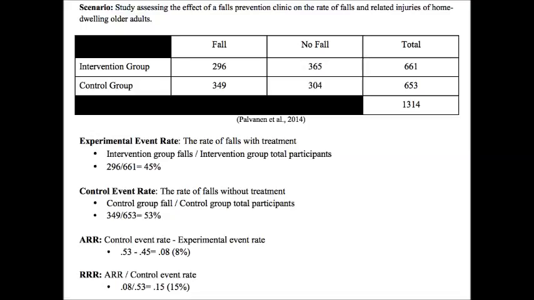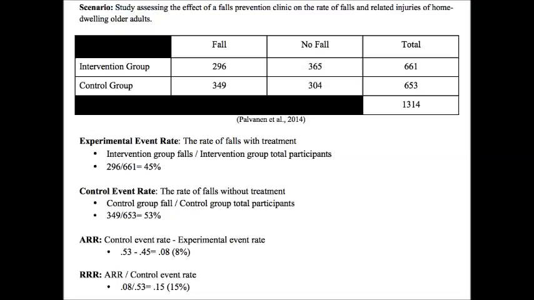Next, we will need to figure out the control event rate. You will take the number of falls in the control group, which is 349, and divide that number by the total amount of participants in the control group, which is 653. When you do this, the control event rate will come out to about 53%.